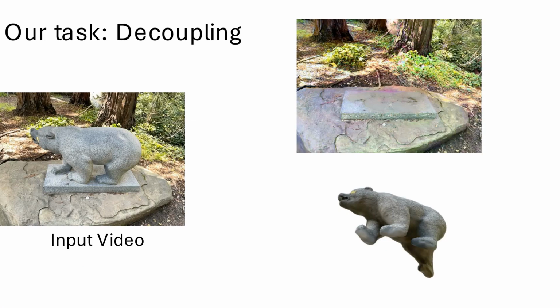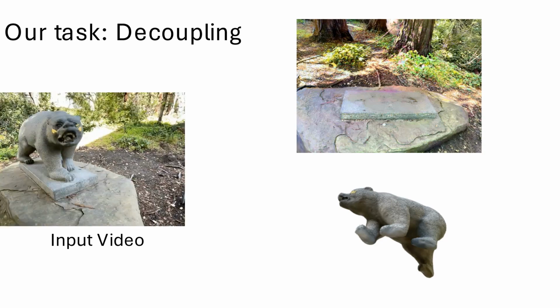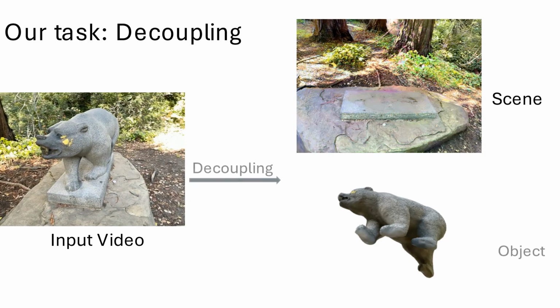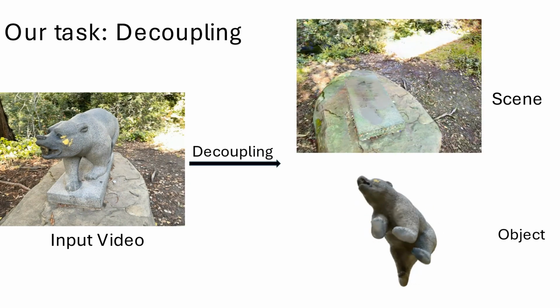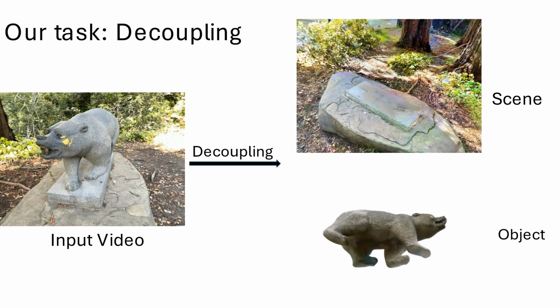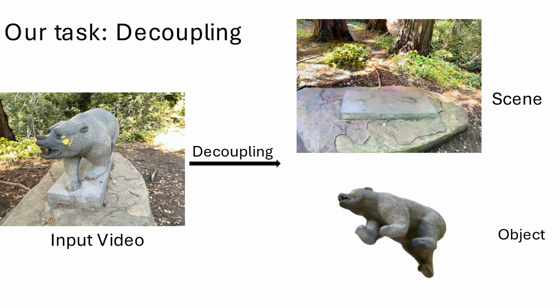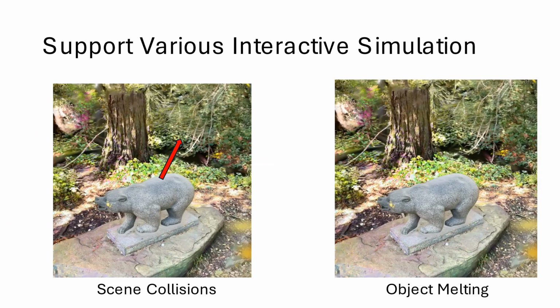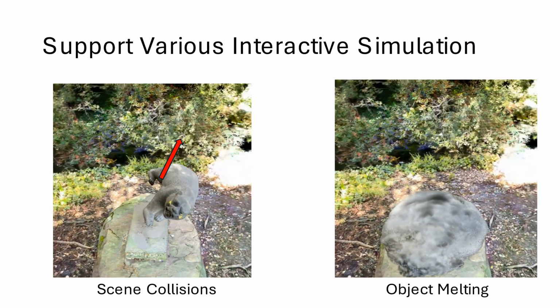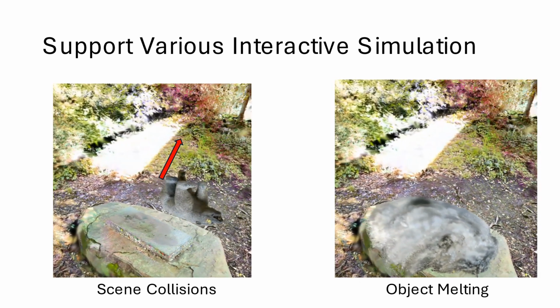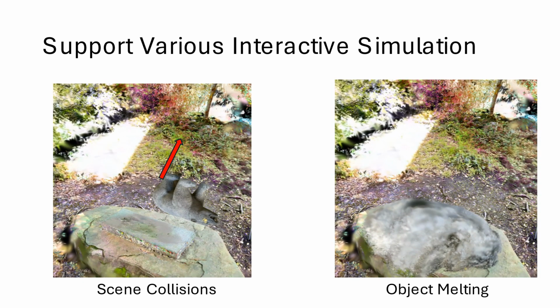So our task is, given the input videos, to decouple the object and their contact surface with the complete geometry and texture. Using this complete texture and geometry, we can support various interactive simulations. The left scene is collision and the right is object melting.